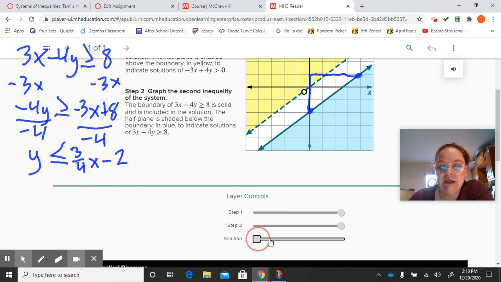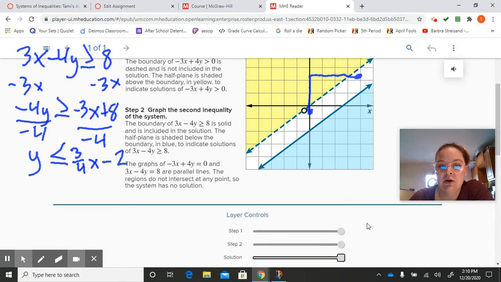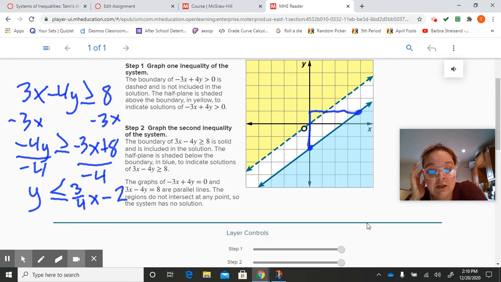And then step 3 is to look at where the two graphs overlap each other. There is no overlap in this case. They are parallel lines. One of them is above, one of them is below. So there is no solution to this system.